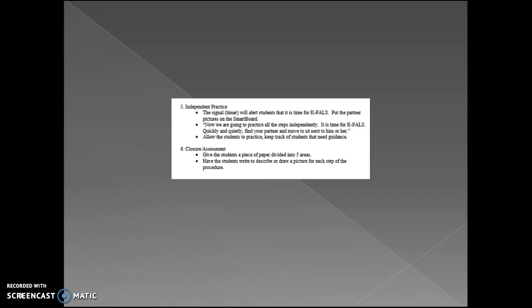Finally, students will have a session for independent practice, beginning with the timer alerting students that it is time for KPALS and students practicing the whole procedure independently. A closure assessment will be completed where the students are given a piece of paper divided into 5 areas. In each area, the students should write to describe or draw a picture for each step of the procedure.